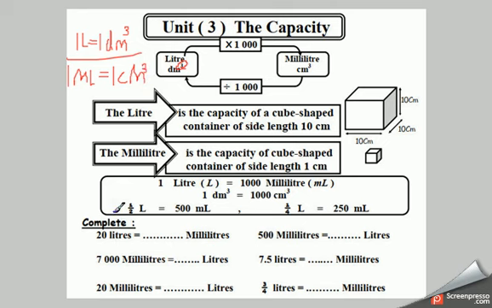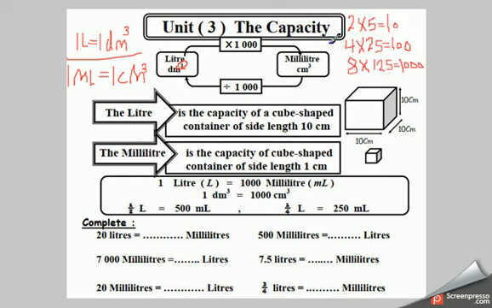Okay, the first example: half liter equals what? Equals 500 milliliters. Excellent. Quarter liter equals what? Equals 250 milliliters. Okay, so that I can deduce 1 liter equals 1000 milliliters. Yes. 1 decimeter cube equals 1000 centimeter cube. Yes, from this figure.